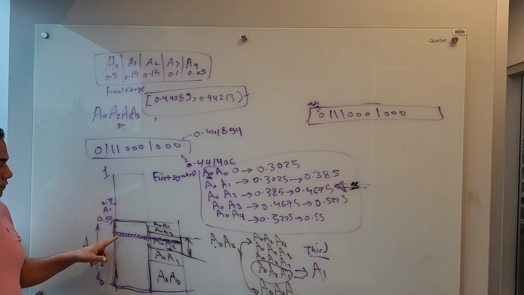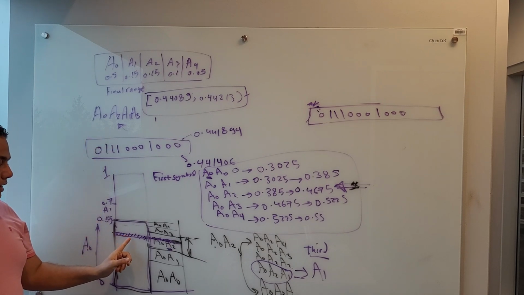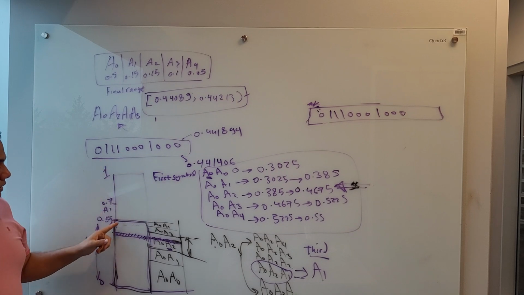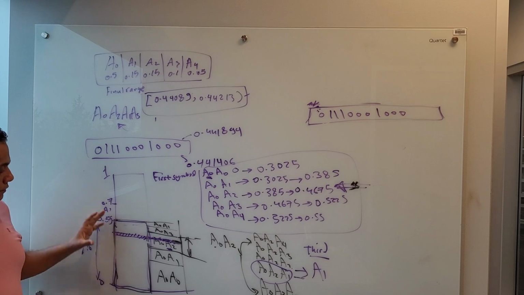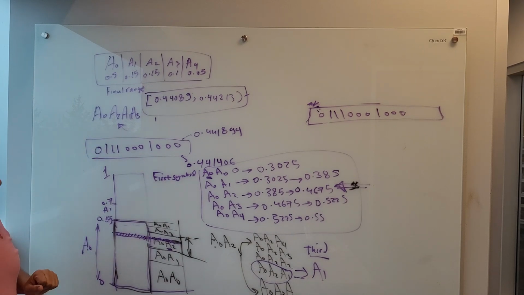So that means the first symbol must have been a 0, since this tiny sliver, which represents this binary chunk, is within that 0 to 0.55 part of the probability space. So that says the first symbol must have been a 0.